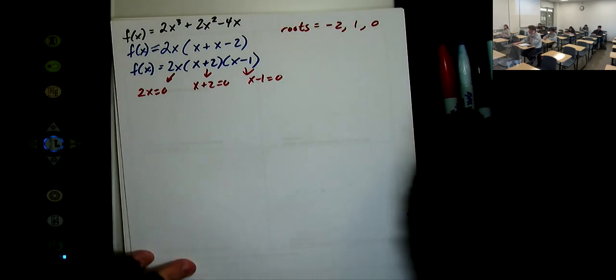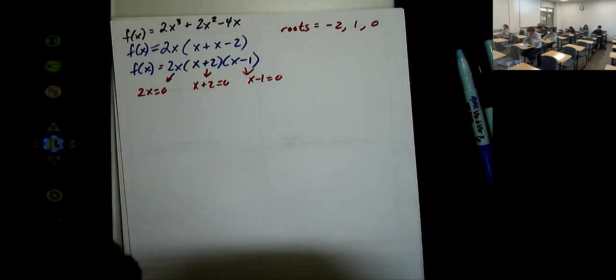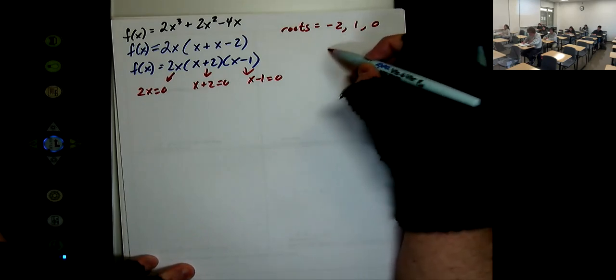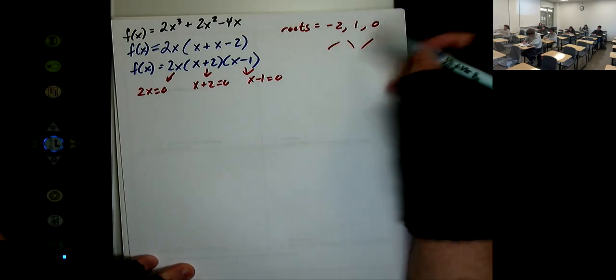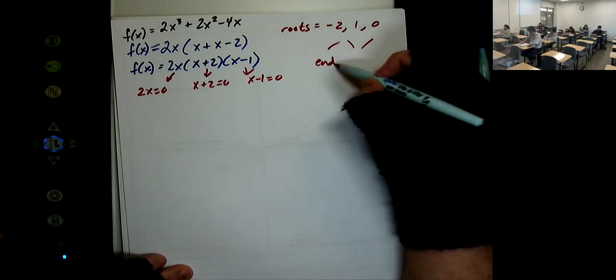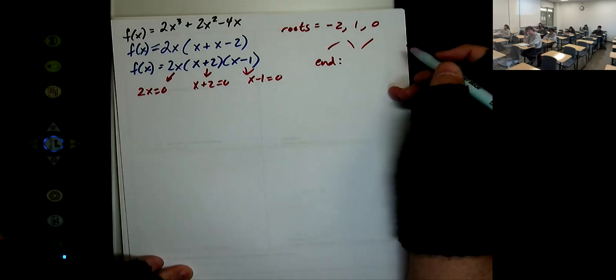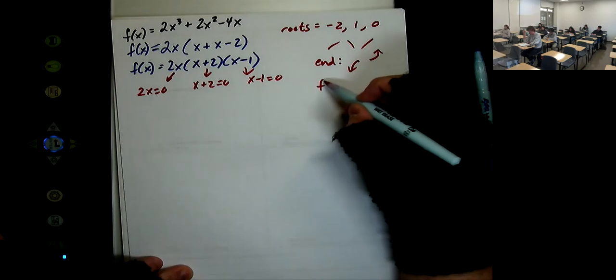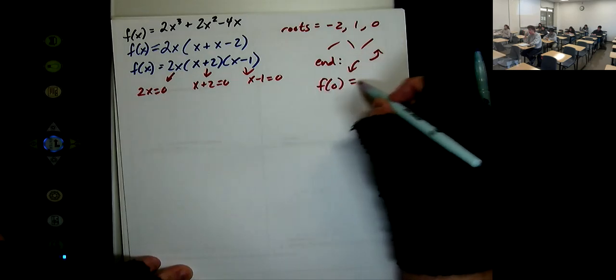All right, what's the multiplicity on these? They're all 1, so they all kind of cross the straight lines, right? I don't know in which order. What's my end behavior here? Side down. And what's my y-intercept? 0.